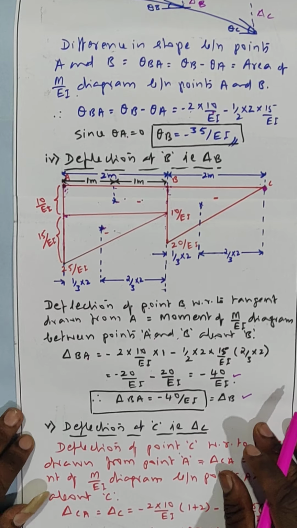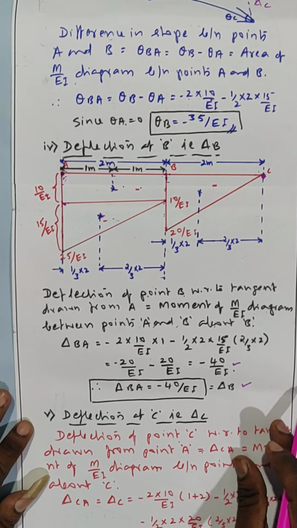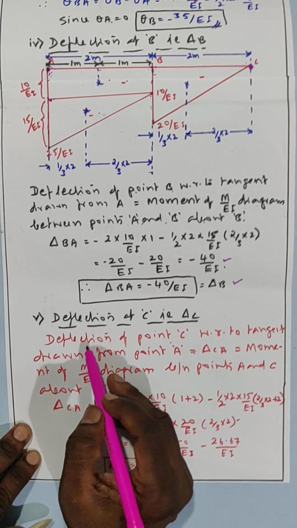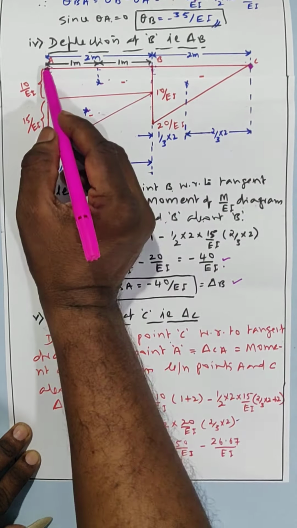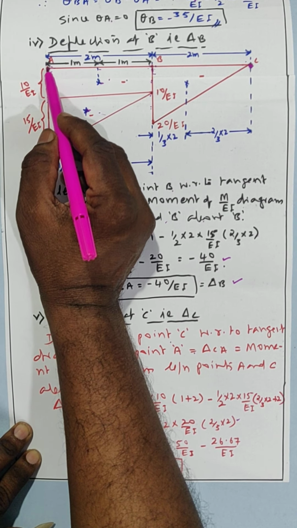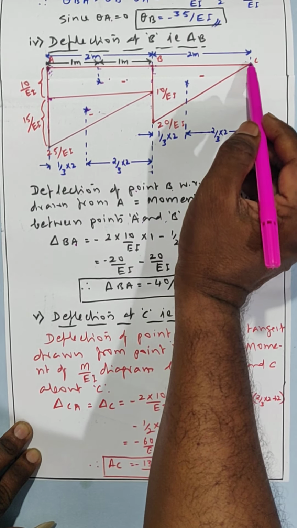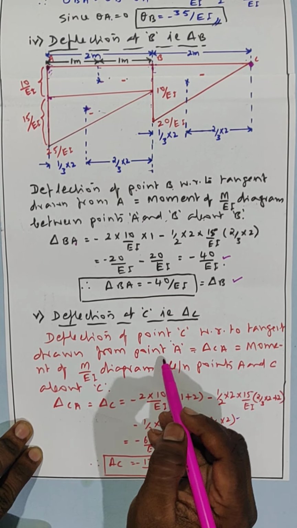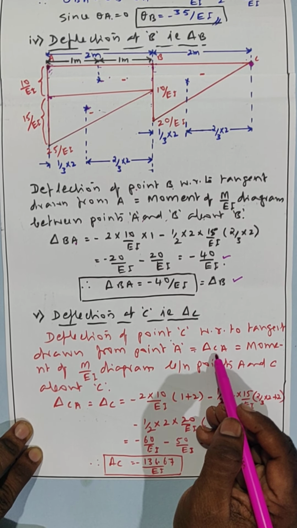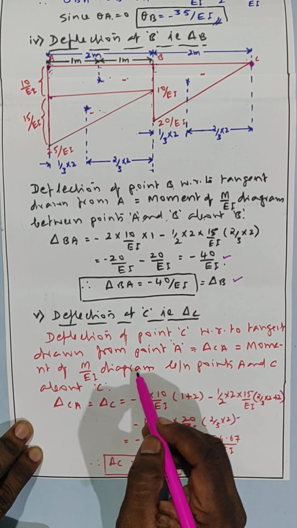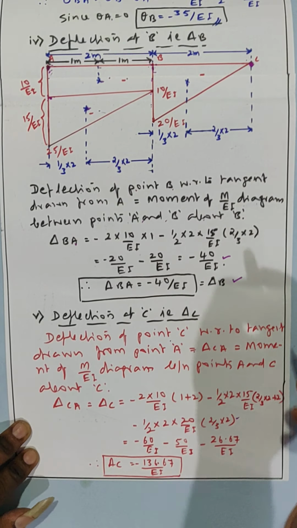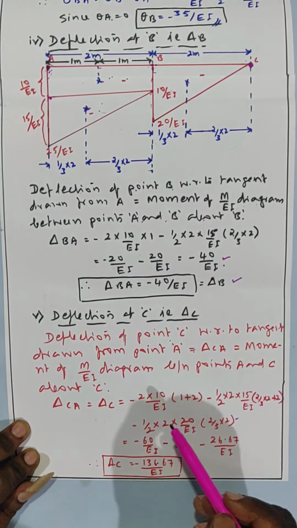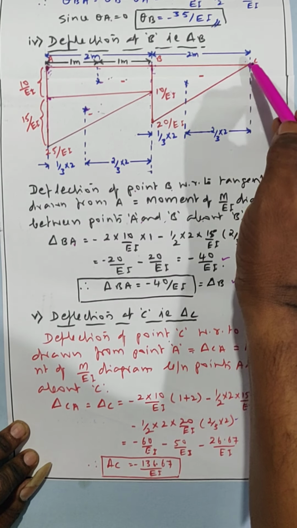We got the deflection. Similarly, I have to calculate deflection at point C, that is delta C. That means deflection at point C with respect to tangent drawn from A equals moment of M over EI diagram between points A and C about C. That is delta CA equals moment of M over EI diagram between points A and C about C. Now between A and C there are three areas, one triangle, rectangle and triangle. We take the moment of all these areas about C.